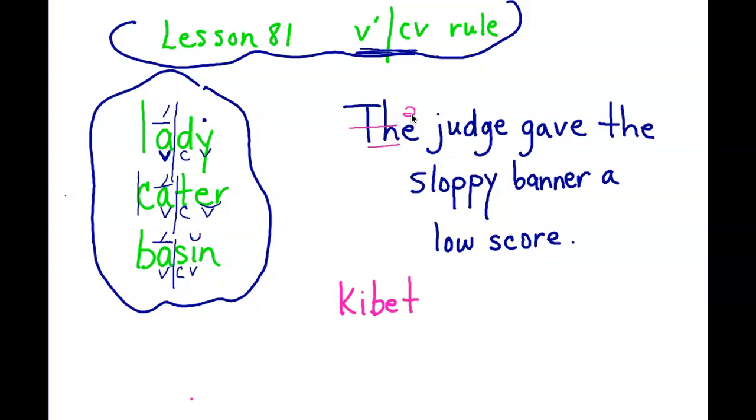The judge. We have DGE. Trigraph, we have a G that has a J sound, so we put a dot. We cross out that E, we cross out the D, and we have a sound, so we're going to put a breve there. Gave, long A, quiet E. Do the rest the same way you did the first one.